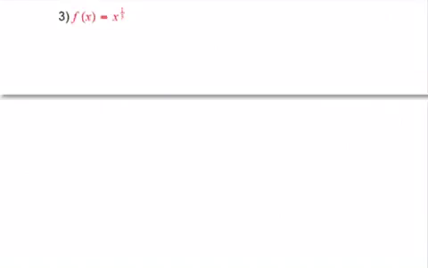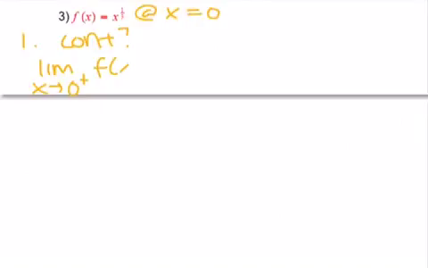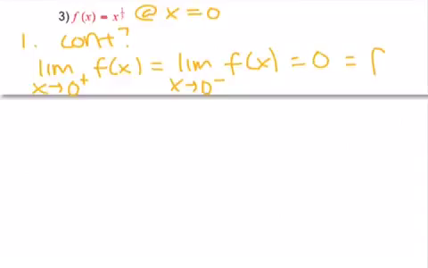F of x is equal to x to the 1/3. So first let's do at x equals 0. Is it continuous? I'm going to check the limit as x approaches 0. Since the way this function is from the left and the right, I'm technically using just the same function. And if I plug in 0, I get 0, and that is equal to f of 0. So it is continuous. Now, is it differentiable?